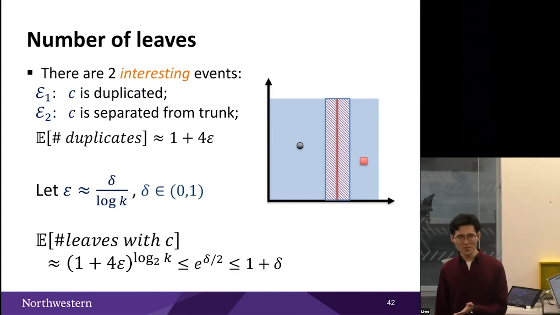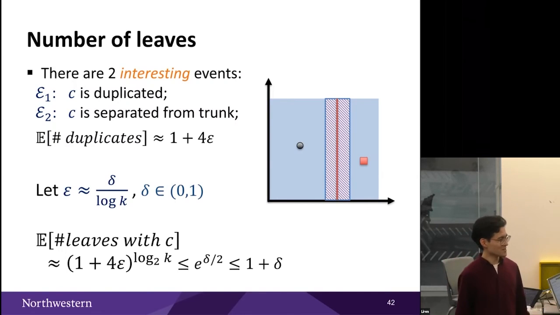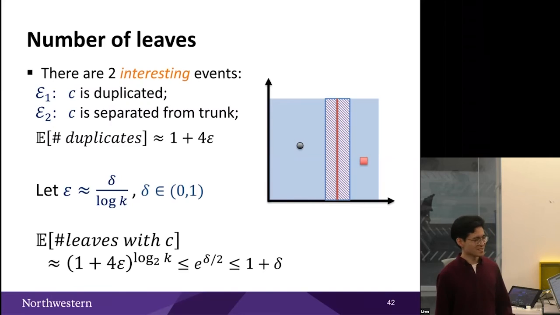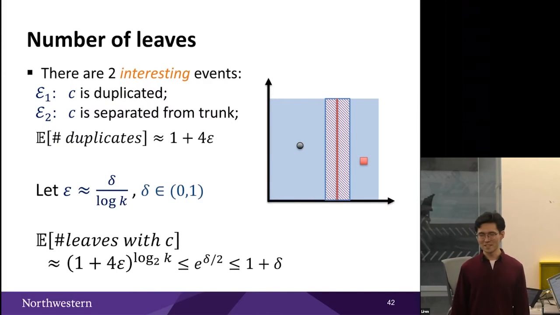However, this is just for 1 level. We have totally log k levels. So we combine these log k levels, which would be 1 plus 4 epsilon to the power log k, which is upper bounded by 1 plus delta if we pick epsilon approximately delta over log k, where delta is some number between 0 and 1. So now we show that for any fixed center, the number of duplicates, or the number of leaves containing this center, is at most 1 plus delta in expectation. We have totally k leaves at the beginning of our algorithm. So combining all these centers, we have at most 1 plus delta times k leaves. So yeah, this is how we bound the total number of leaves.